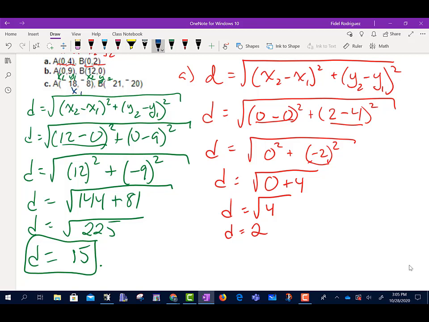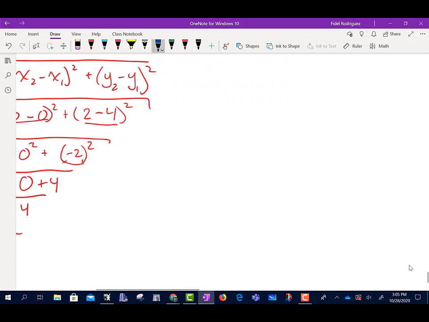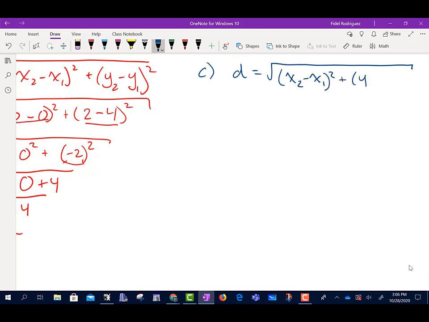This is my x1 and y1. That's my x2 and y2. So let me do this over to the side where I need some space. C. Okay. The distance formula. First thing I'm doing, I'm just copying down the formula. x2 minus x1 squared. y2 minus y1 squared.